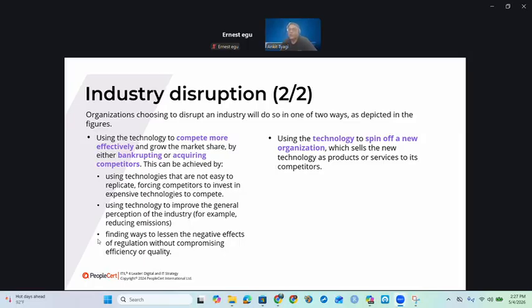Furthermore, they say using the technology to spin off a new organization which sells new technology as products or services to its competitors. Well, of course, if they want to disrupt the industry, what they would do is, based on the innovations that they've done, based on the new technologies that they've created, they would have a separate organization, which would be, of course, a child organization to the main parent organization, and they would sell that technology to its competitors. Right. So that way as well, they can disrupt the market.